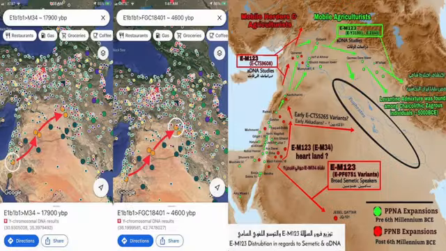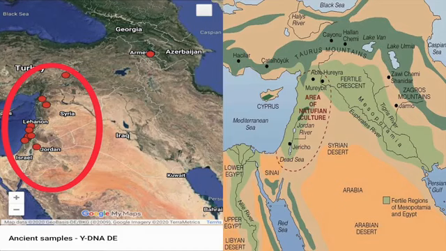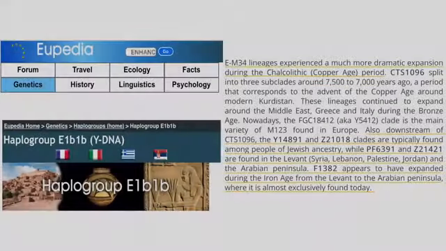So as we can see, we have an expansion of Semites from the Levant going into Mesopotamia. But we also see that E markers were heavily abundant in the Levant in the period where Semites were. It's highly likely that these E markers are the Semites and that Semitic populations carried haplogroup E into Mesopotamia.